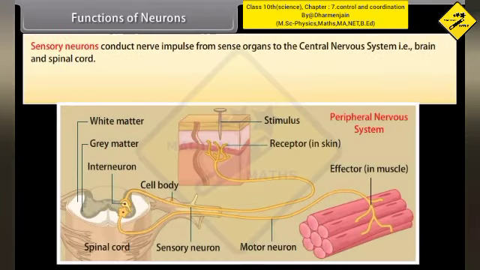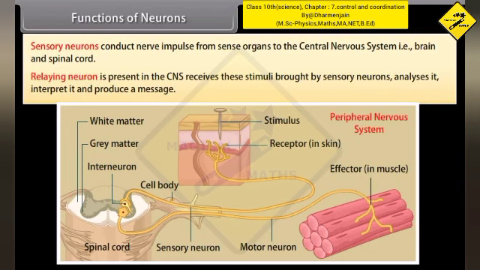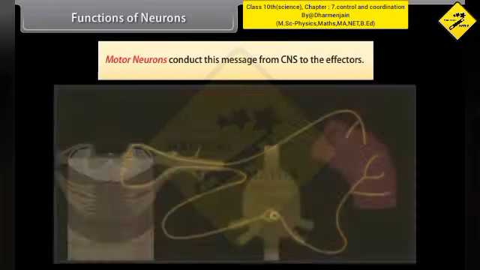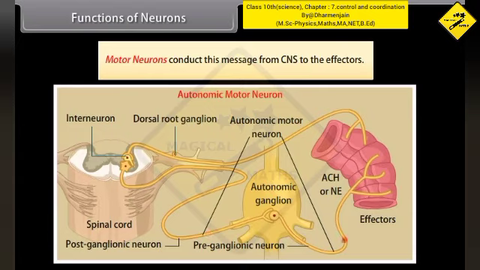Functions of neurons. Sensory neurons conduct nerve impulses from sense organs to the central nervous system, that is, brain and spinal cord. The relaying neuron present in the CNS receives these stimuli brought by sensory neurons, analyzes and interprets them, and produces a message. Motor neurons conduct this message from the CNS to the effectors.